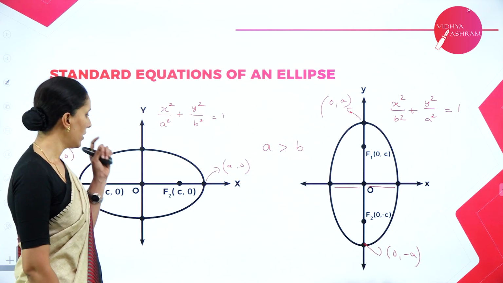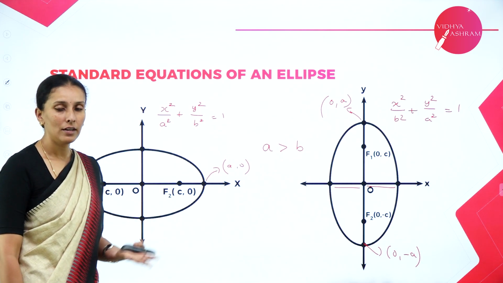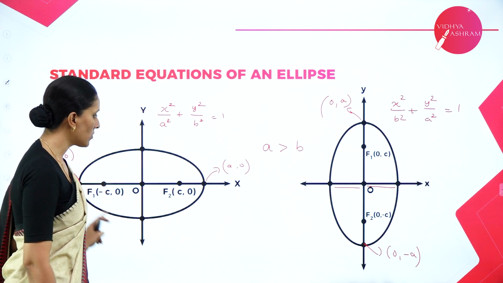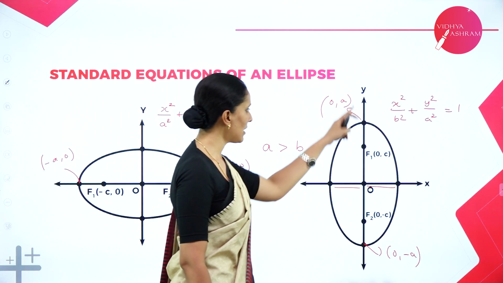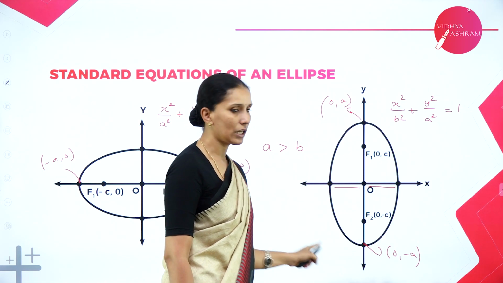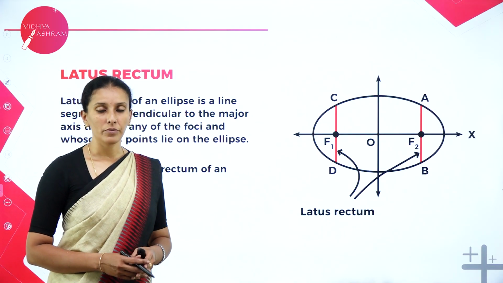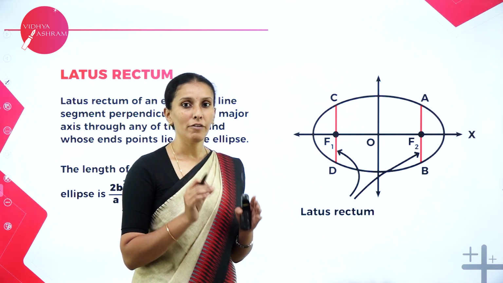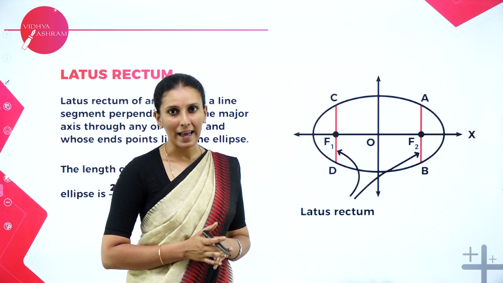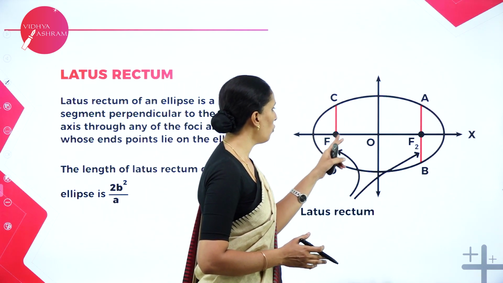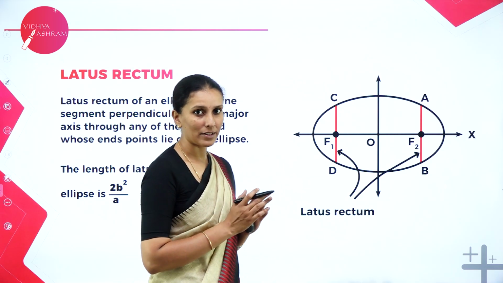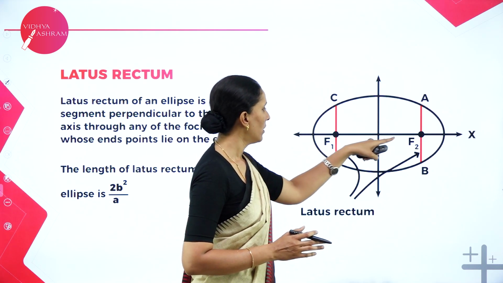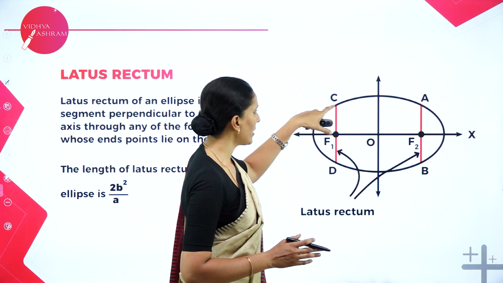So it depends upon which coordinate axis the major axis lies along. If the major axis lies along the x-axis, then we have a horizontal ellipse. If the major axis lies along the y-axis, then we have a vertical ellipse. Next we have the latus rectum. We have already learnt the latus rectum is a line which passes through the focus and is perpendicular to the axis. So here we have two foci and hence two latus recta for an ellipse. It's a line segment passing through the foci F1 and F2 whose end points lie on the ellipse.